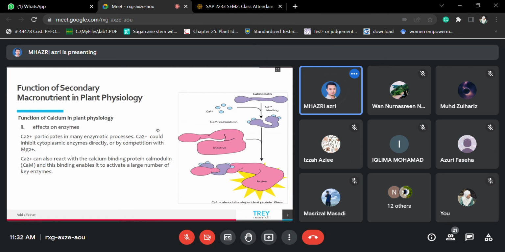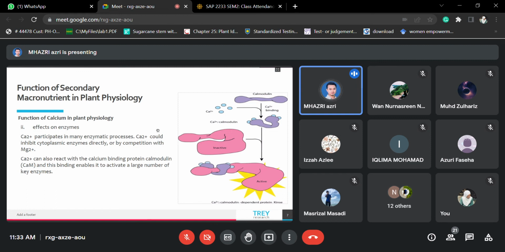Apart from that, calcium can also be involved in enzyme activation. Calcium could inhibit cytoplasmic enzymes directly or by competing with magnesium. Calcium can also react with calcium-binding proteins, calmodulins, and this binding enables it to activate a larger number of enzymes. So here, calcium can be an enzyme activator or an enzyme deactivator.